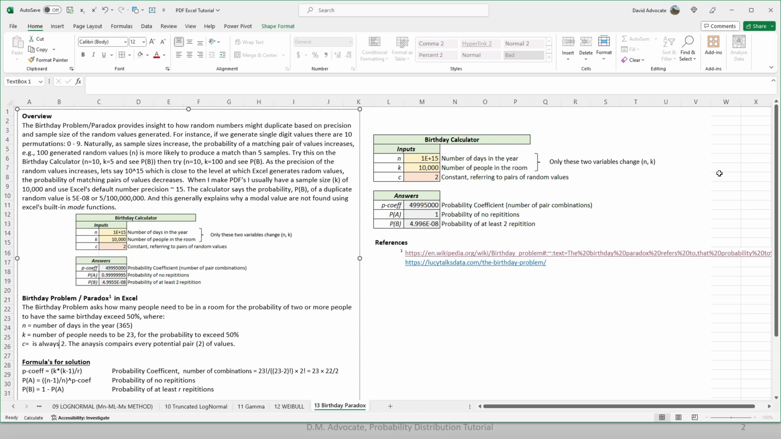So let's do this. We'll put in 365 for the number of days in the year, and we'll put 23 people, which was found empirically, and Shift F9, and we can see that the probability of at least 2 repetitions is more than 50%.